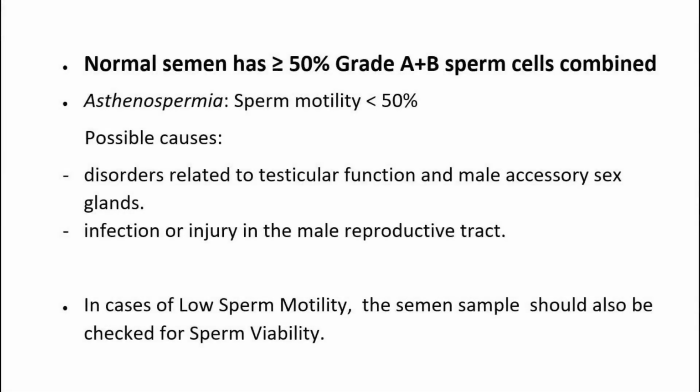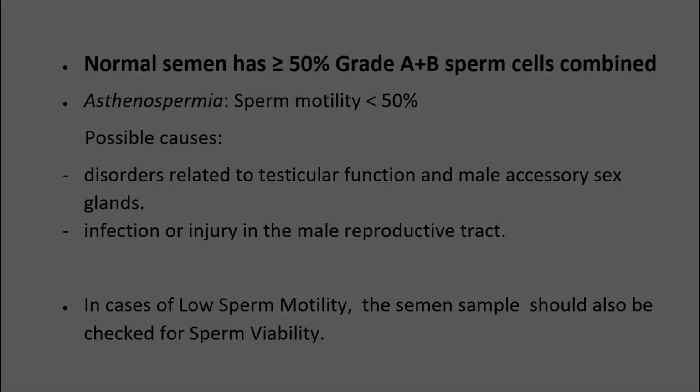Normal semen contains at least 50% grade A plus B sperm cells combined. Low sperm motility of below 50%, also known as asthenospermia, can be a symptom of disorders related to testicular function and male accessory sex glands. It could also be a sign of infection or injury in the male reproductive tract. In cases of reduced sperm motility, the semen sample could also be checked for sperm viability.